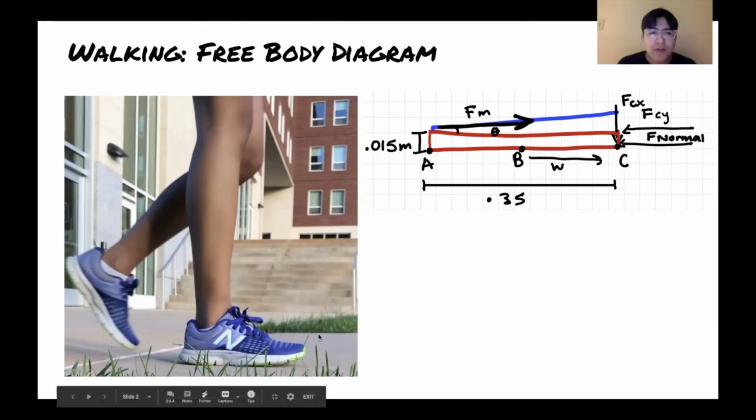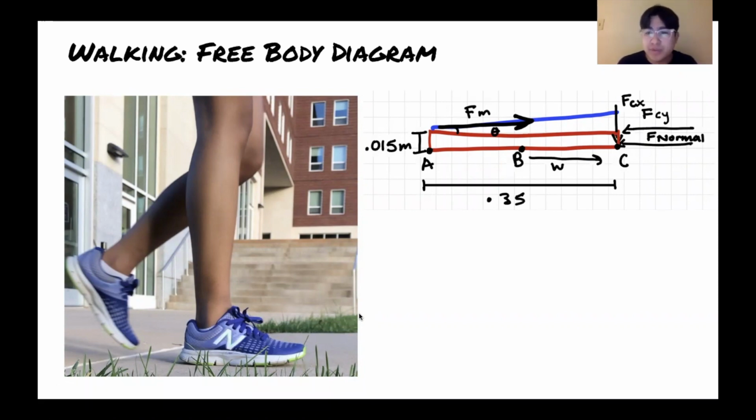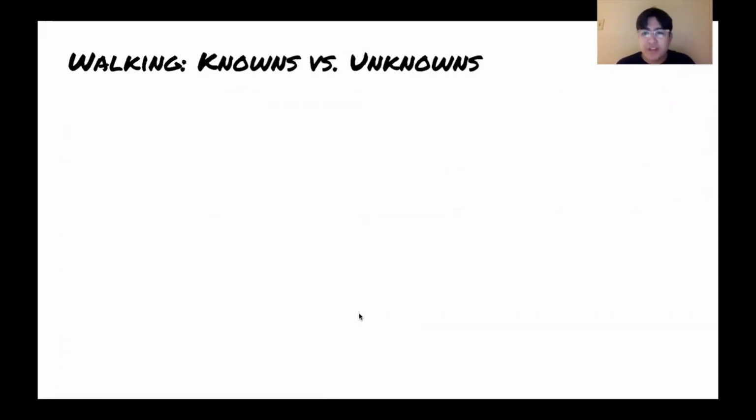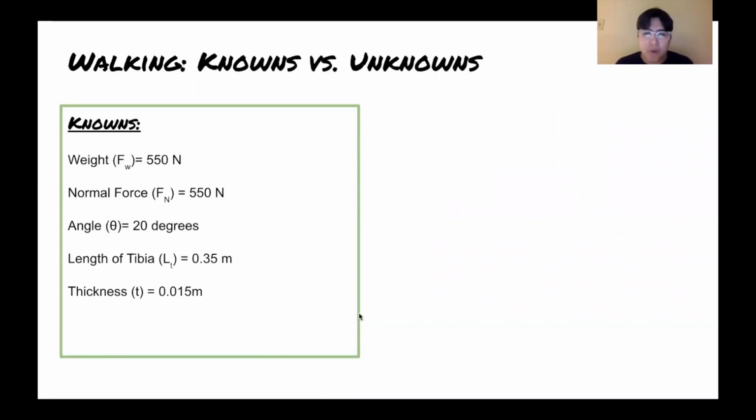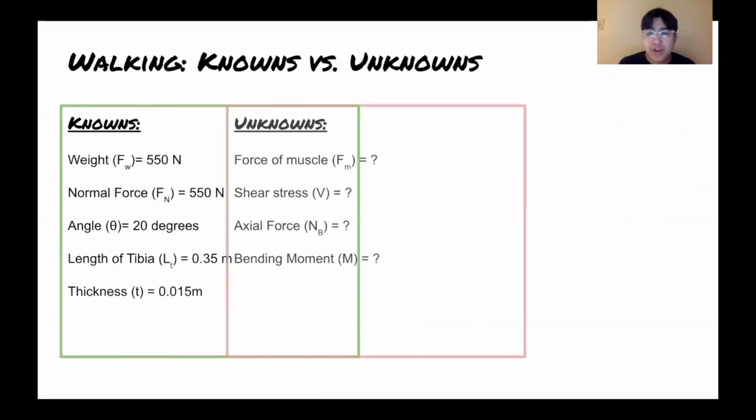First, we're going to start off by looking at the walking free body diagram. This is the athlete walking, and that is the free body diagram that we drew for this instance. Now we're going to look at the knowns and unknowns of this athlete walking. These are the knowns. Take note that the weight is 500 newtons and the angle is 20 degrees. And these are the unknowns right here.